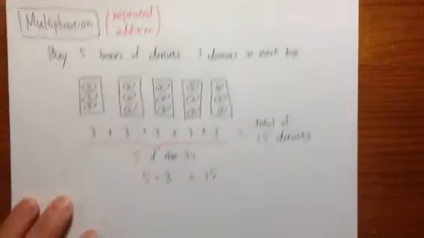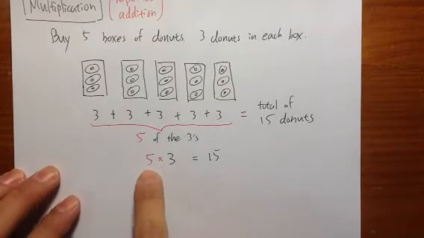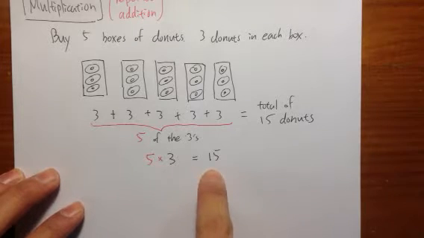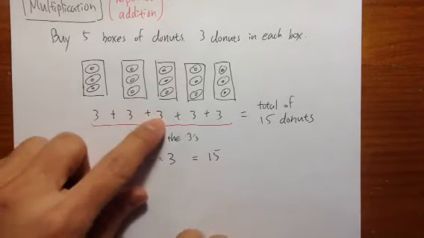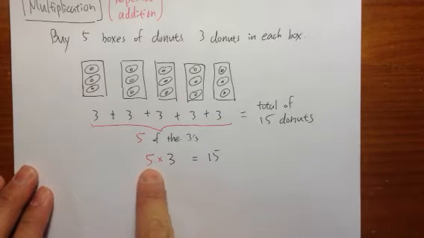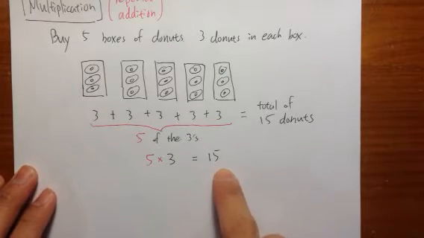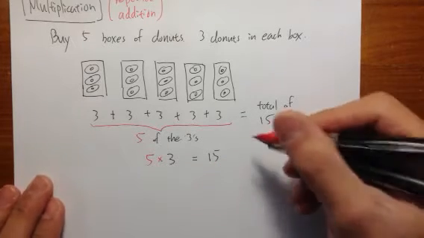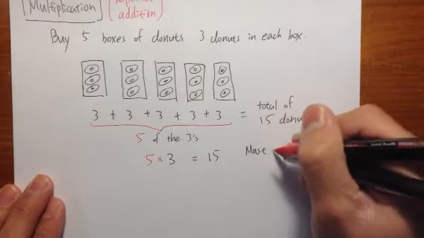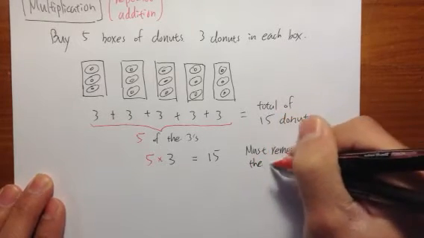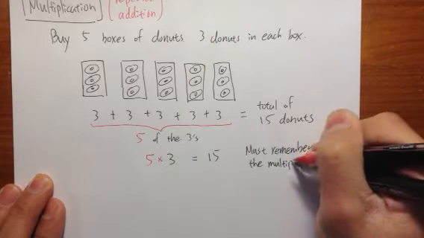Okay. And to figure this out, when you want to do 5 times 3 is equal to 15, when you see this kind of question, this means 3 plus 3 plus 3 plus 3 plus 3. You have 5 of the 3s. To do this question faster, you must remember the multiplication table. You must remember the multiplication table.